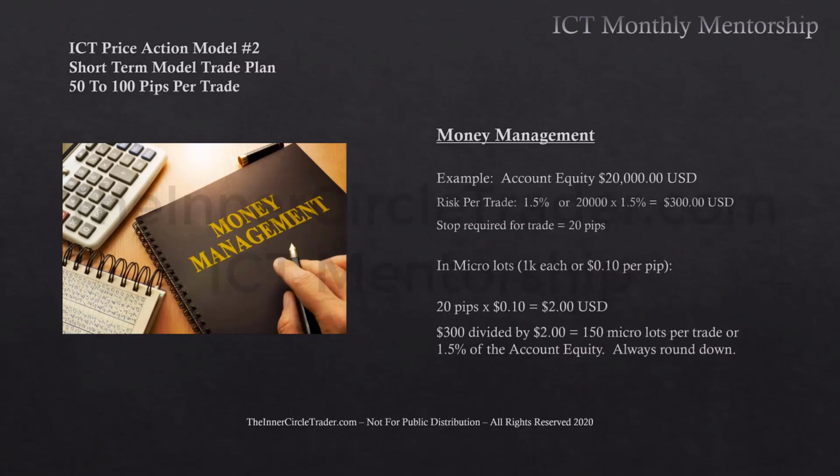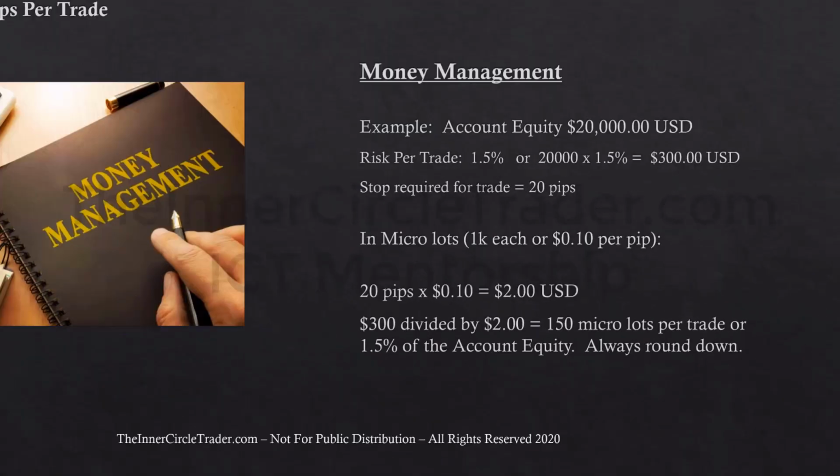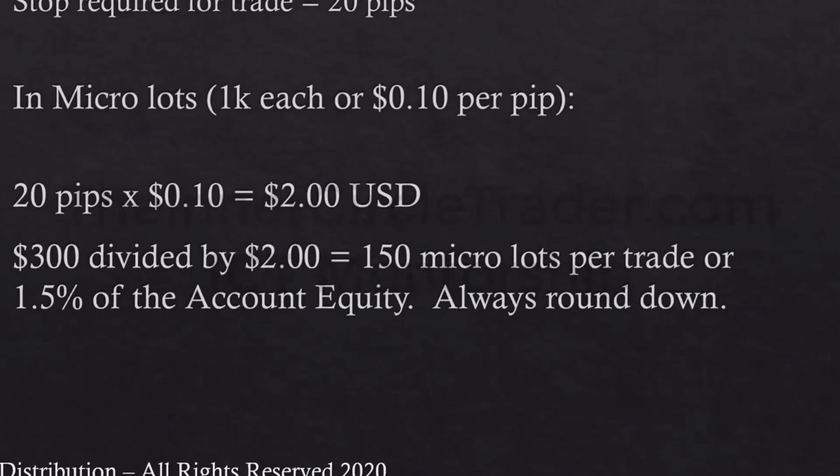As an example, account equity $20,000. Risk per trade 1.5%, or $20,000 times 1.5% equals $300 US. The stop required for the trade, in this case, would be 20 pips. In micro lots, 1K each is 10 cents per pip. 20 pips times 10 cents is $2. And $300 total risk divided by $2 per pip would give us the ability to trade 150 micro lots per trade, or 1.5% of the account equity. Always round down.